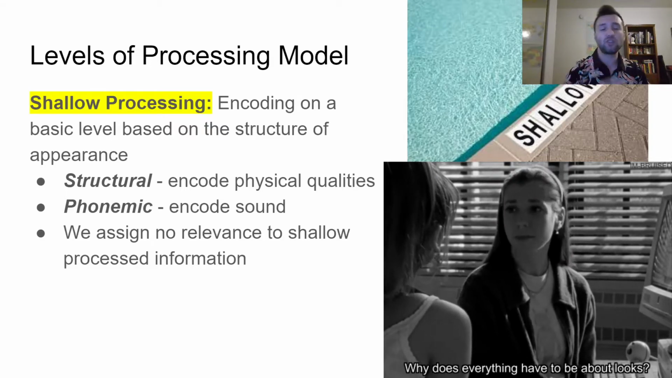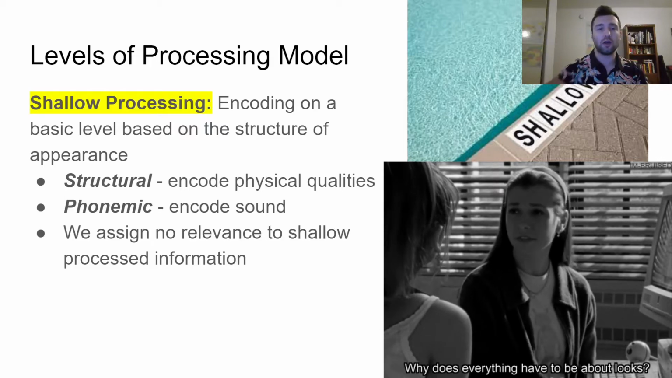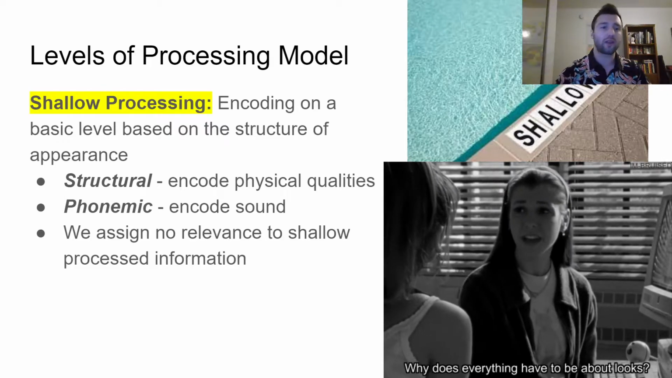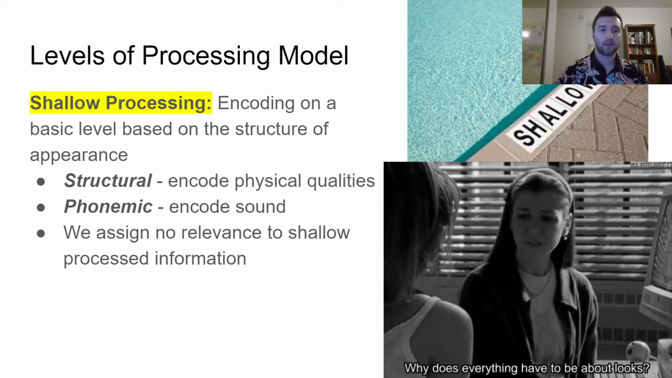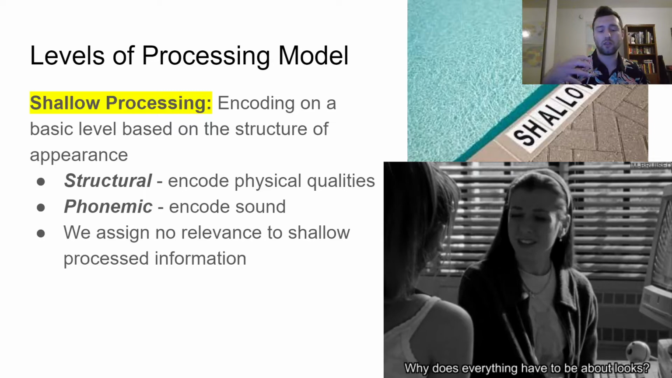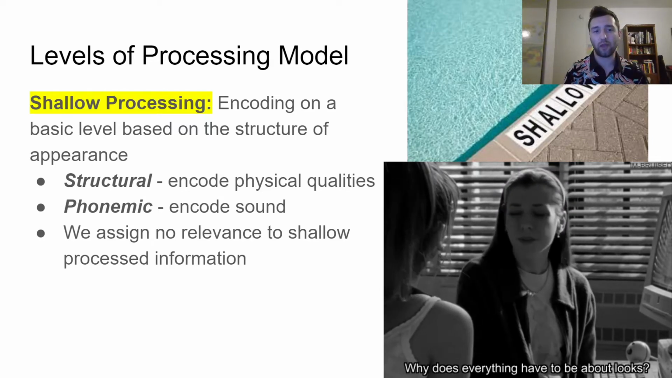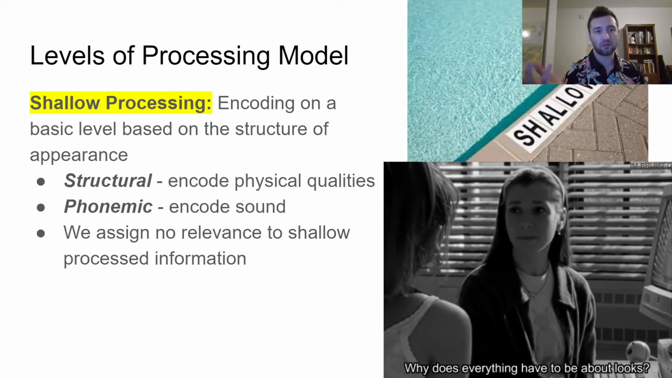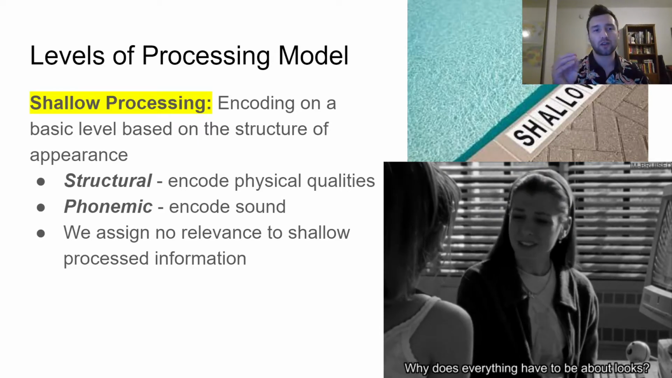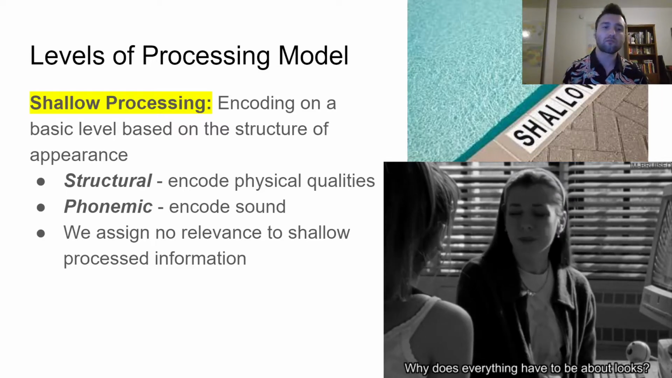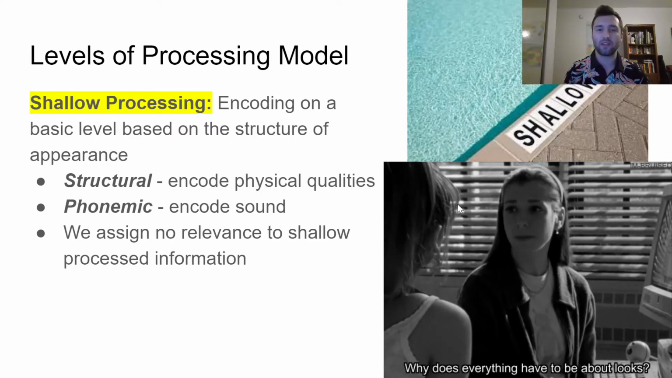So shallow processing is the basic level of processing something. Generally, this is going to refer to the appearance of whatever it is. For example, if we were talking about a word and you were only processing it in a shallow way, it would be what the word physically looked like. Were there capital letters in the word? What did the letters look like? If you just see a word and picture it in your mind, that would be shallow processing, which is structural. We're encoding the physical qualities of whatever it is.